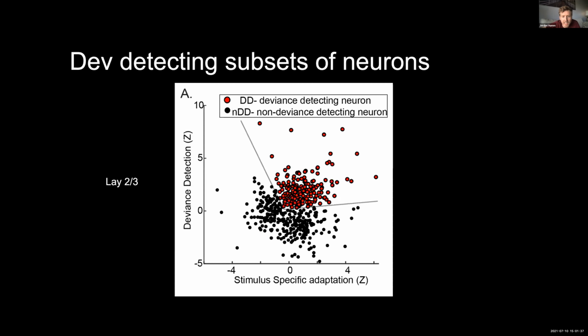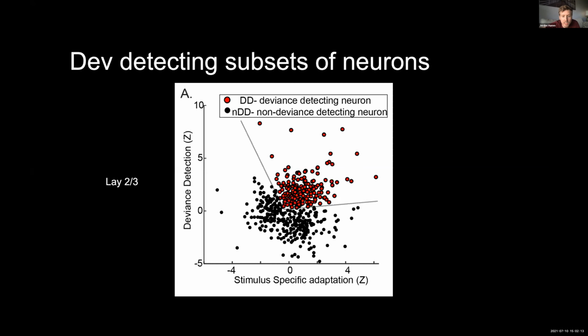So this is a basic scatter plot here. Each dot is a single neuron. And on the x-axis, I've quantified stimulus-specific adaptation. So this is the degree of reduced responses to stimulus when it's contextually redundant. And on the y-axis is a computation of deviance detection. So this is how increased responses are when that stimulus is deviant. So this is response to deviant stimulus minus control.